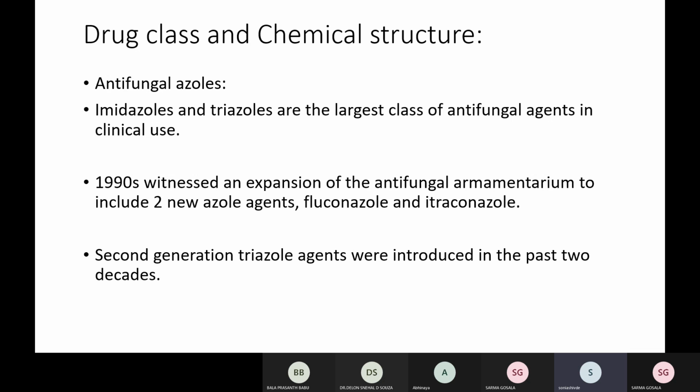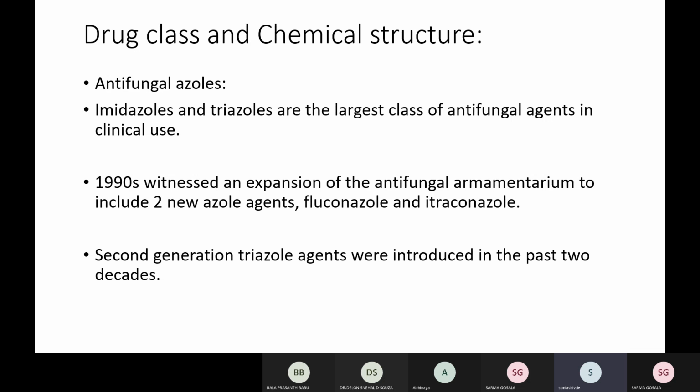Voriconazole belongs to antifungal azoles. So azoles are broadly divided into two categories: imidazoles and triazoles. These are the largest class of antifungal agents in clinical use. The 1990s witnessed an expansion of the antifungal armamentarium to include two new azole agents. One was fluconazole, which we are pretty friendly with, and the other one is itraconazole.